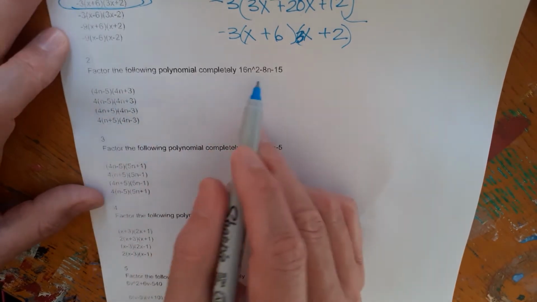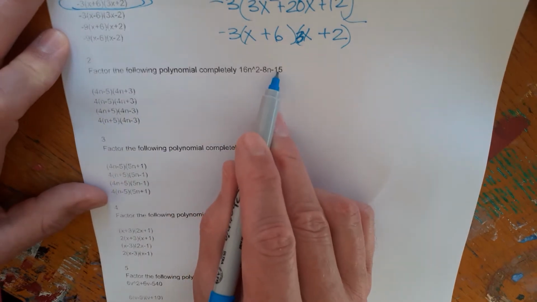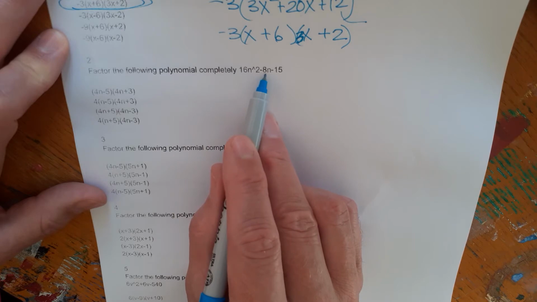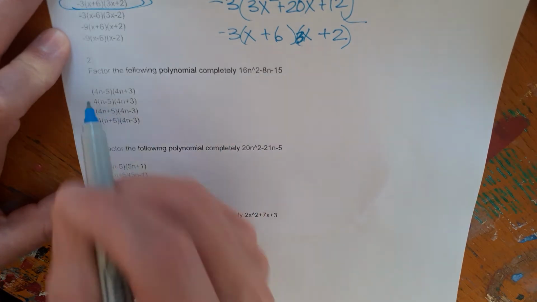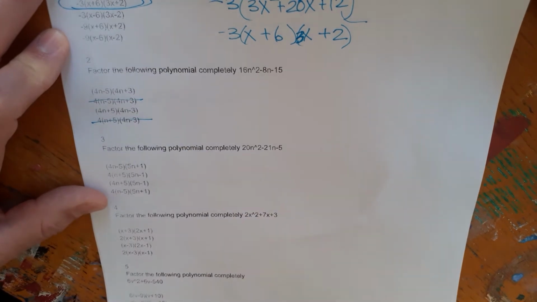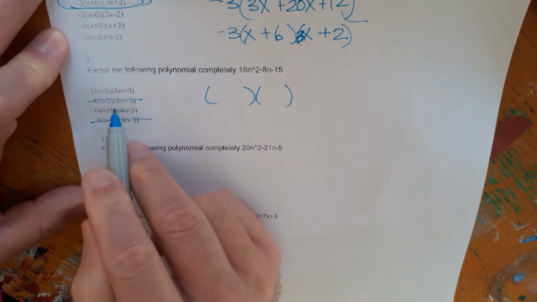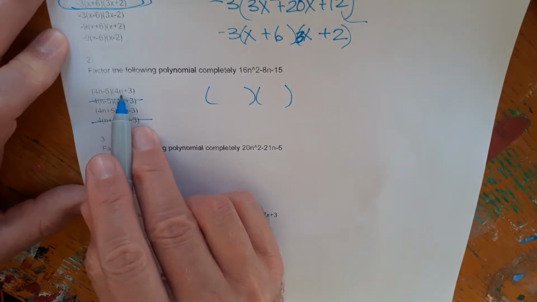Well, looking at my answers and looking at this, I do see some with a 4 pulled out front. Can I pull a 4 out of a 15 though? Look, 4 can be divided into 16 evenly. 4 can be divided into a negative 8 evenly, but 4 cannot be divided into a 15. So I don't like these initially. I'm not happy with those at all. I'm much more likely to try these other two. I do have a negative middle term, which means I need something negative in there. Right? They're using an n.